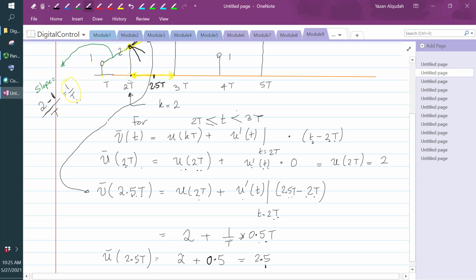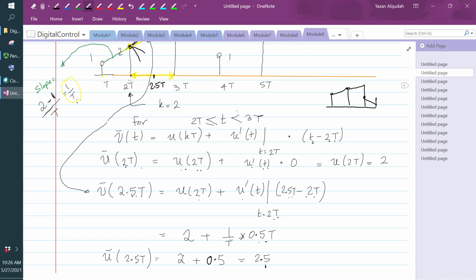So as you can see, instead of getting a staircase looking signal, for the first order hold we're going to get a signal at the output that has a slope to it. So this might look like this, then this might look like this. Instead of being flat, it's going to have a slope to it.